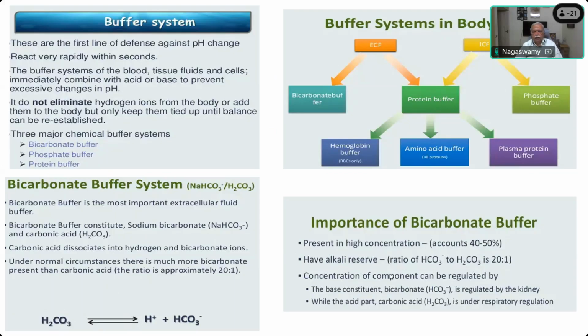And we have an alkali reserve. The ratio of bicarbonate to carbonic acid is 20:1. The weak carbonic acid is quite unstable and will be broken down by carbonic anhydrase immediately. The concentration of the components can be regulated by the base constituent bicarbonate, which is regulated by the kidney, or by the carbonic acid, which will be eliminated as carbon dioxide through respiratory regulation. So this is the advantage of bicarbonate. It can work through the kidney or it can work through the lungs. Both things can be done by the bicarbonate.